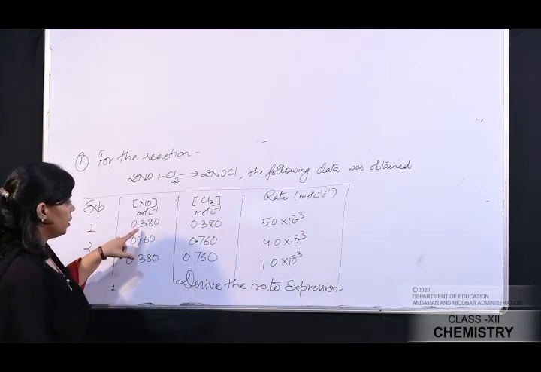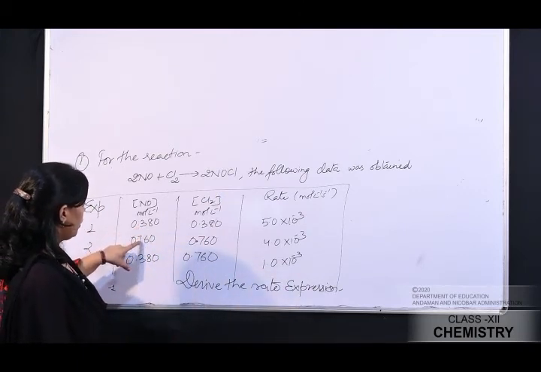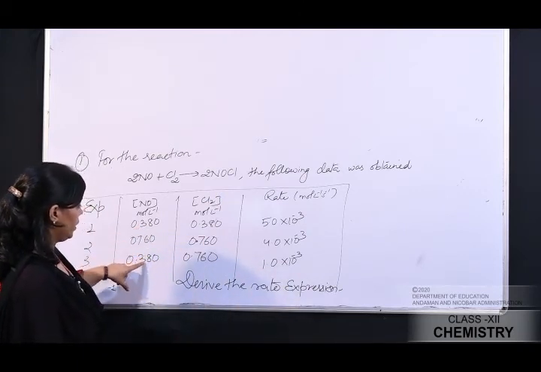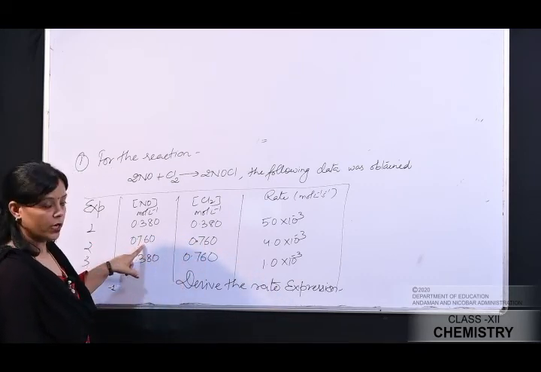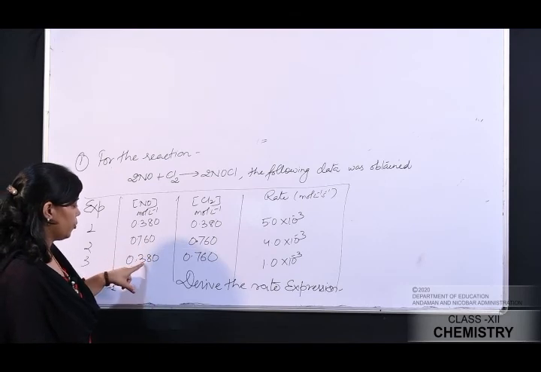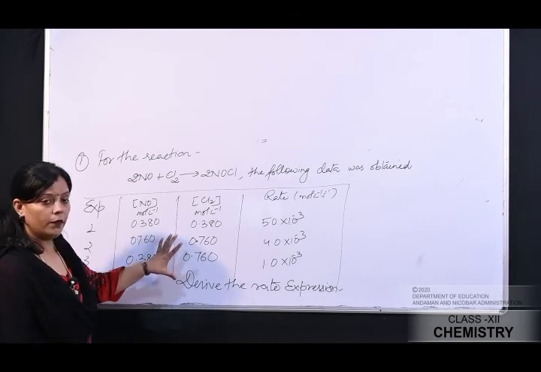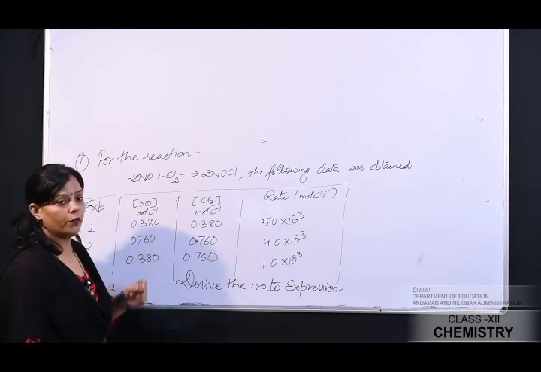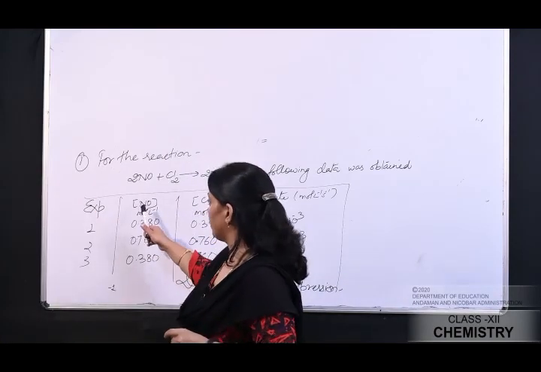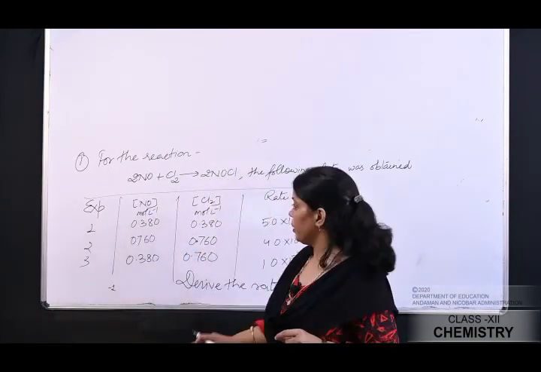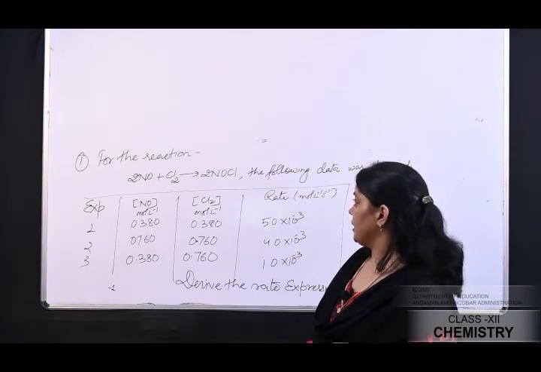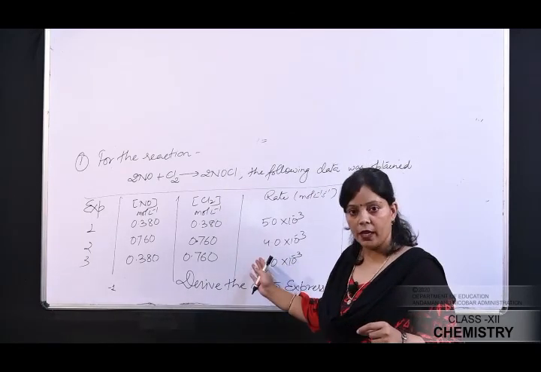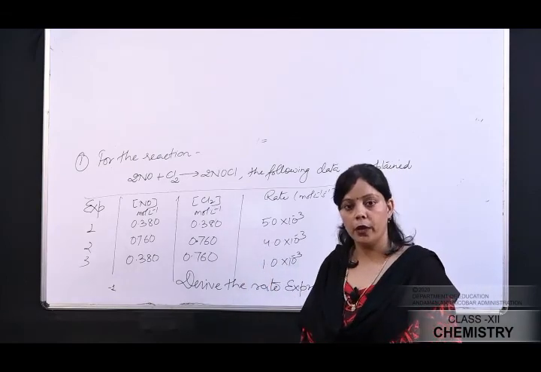Similarly, with respect to experiments 2 and 3, in this case the concentration of chlorine remains the same and the concentration of NO is changing, that is 0.76 and 0.380. So by solving this, you can calculate the value of the rate exponent of nitric oxide. So students, you have to solve this numerical problem at home, as I have already explained with the help of an example. That's all for today. Thank you.